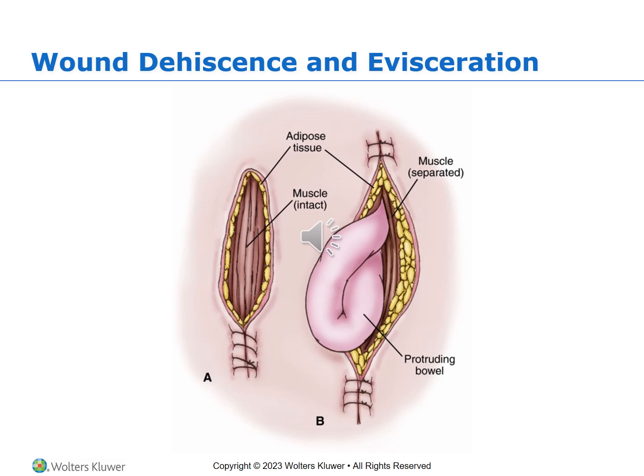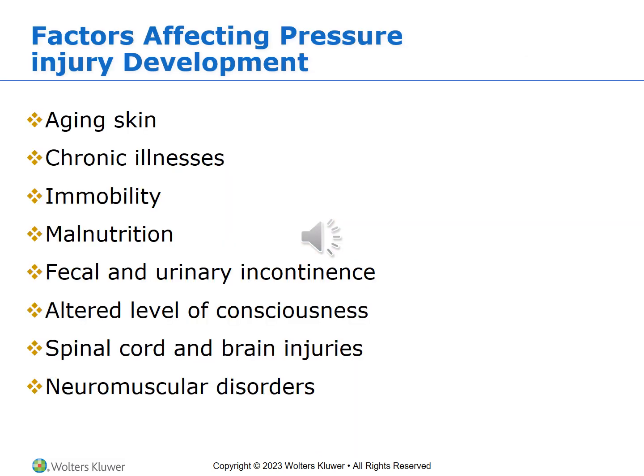Here is our picture of wound dehiscence and evisceration. So dehiscence is just the separation of those edges, showing us a partial. And then evisceration is when organs start to protrude out of that opening. And this is a serious complication of the dehiscence.